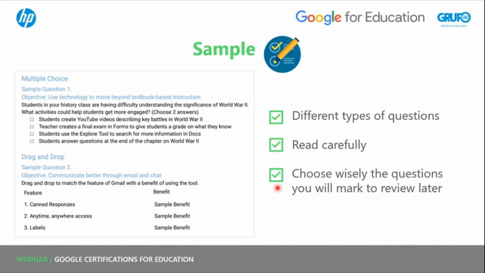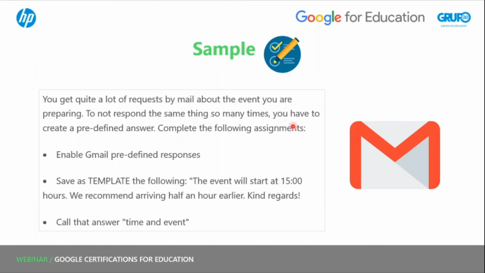Another example of the practical part, which you could find in Level 2, is something like this. They give you a context. In this case, they tell you, you get quite a lot of requests by mail about the event you are preparing. To not respond the same thing so many times, you have to create a predefined answer that in Gmail is now known as templates. Then they give you a series of tasks that you must complete in the simulator, where Gmail will appear, and you have to do all this.